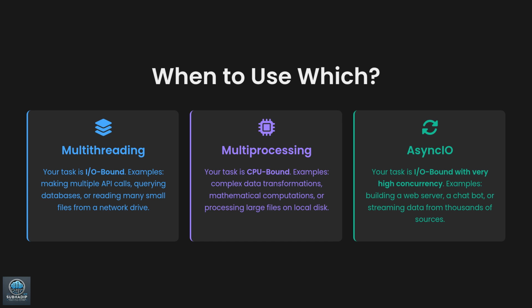So, how do you choose? It is simple. Use multithreading for I/O-bound tasks. Use multiprocessing for CPU-bound tasks to leverage multiple cores. And consider AsyncIO for highly concurrent I/O-bound tasks, where you need to manage thousands of connections with minimal overhead.